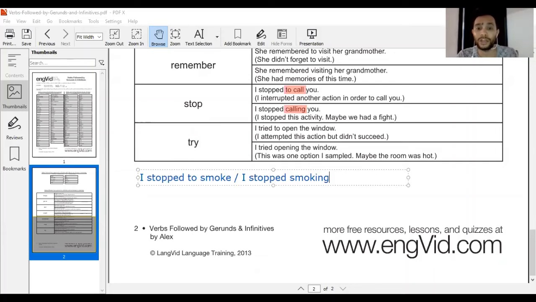So that's what it means, stopped, ing. Stop to significa dejar una actividad o pausar una actividad para empezar otra, y stop con ing significa dejar de hacer esa actividad, no hacerla más. All right? That's the difference between these two verbs right here. I mean, these two patterns right here.